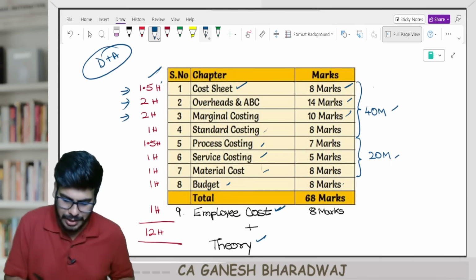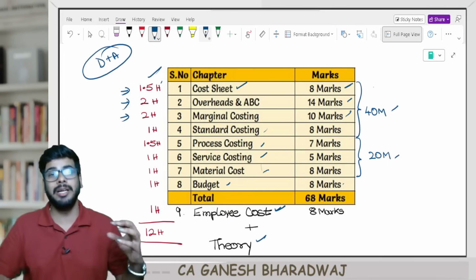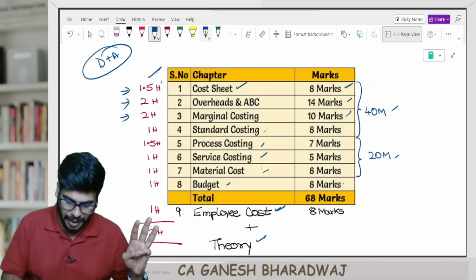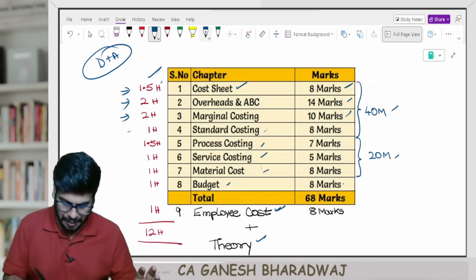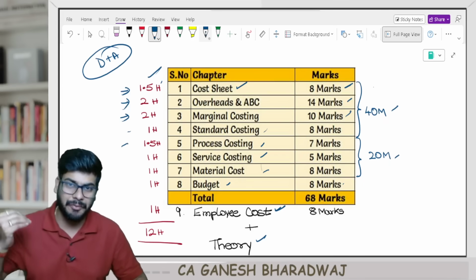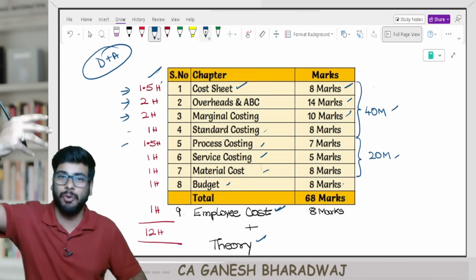Then move on to marginal costing. In marginal costing, there are multiple concepts and small areas. That's why I have kept 2 hours here, right? Then standard costing can take 1 hour. Process costing about 1.5 hours. In process costing, first of all, revise the process, that is the 4-step procedure.